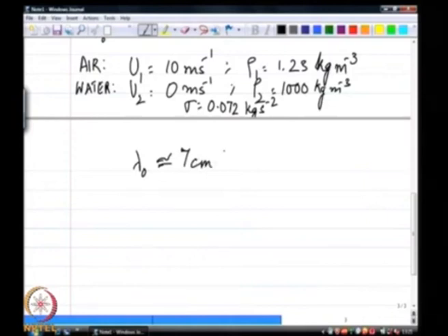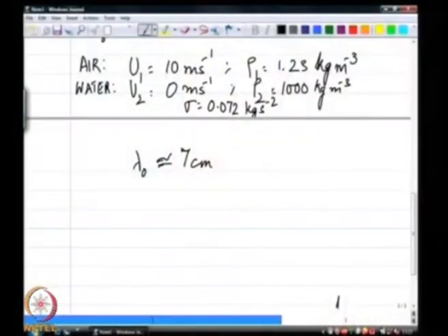So, that is when air is blowing over a lake that is otherwise at rest and air is blowing at a velocity of 10 meters per second, the ripples that we observe, this theory predicts, will be about 7 centimeters in wavelength. This kind of a prediction can obviously be very easily validated in experiments, and it has been validated.